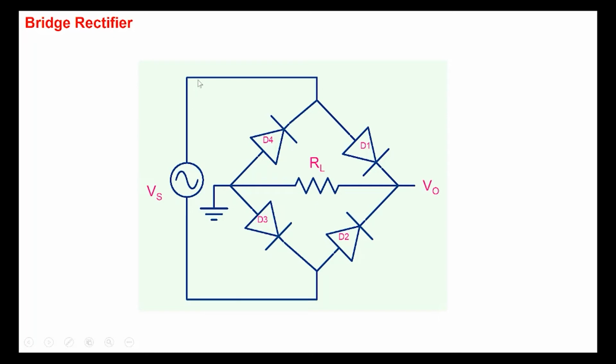So note that, let's say this is positive and this is negative here. What will happen is this will cause a current to flow. The current would flow through D1. D1 is forward bias, the current comes here.